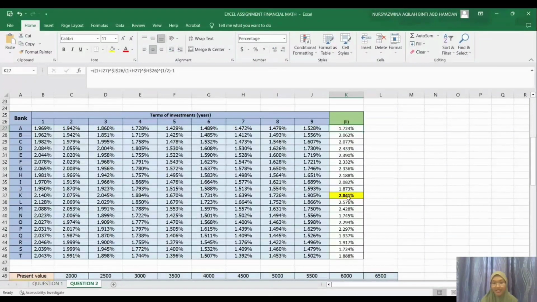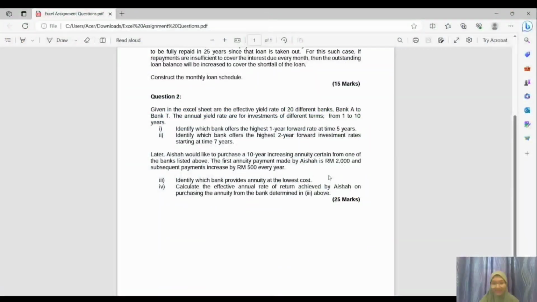And the answer is bank K with the forward rate equals to 2.841%. Next question. Later, Aisha would like to purchase a 10-year increasing annuity certain from one of the banks listed above. The first annuity payment made by Aisha is 2,000 ringgit and the subsequent payments increase by 500 ringgit every year. Third question. Identify which bank provides annuity at the lowest cost.